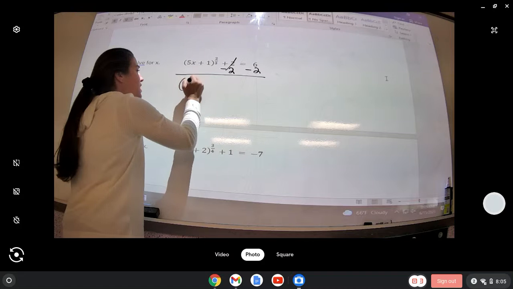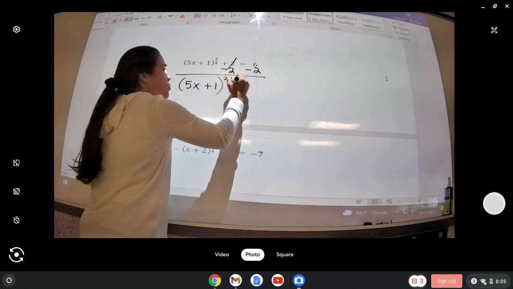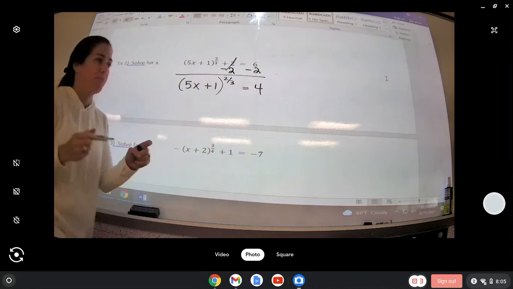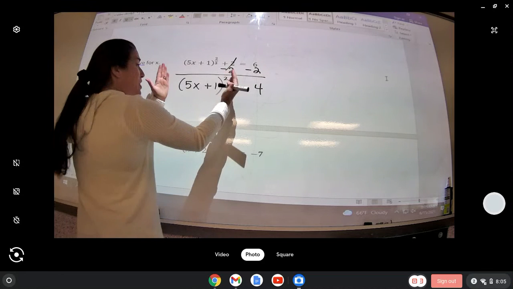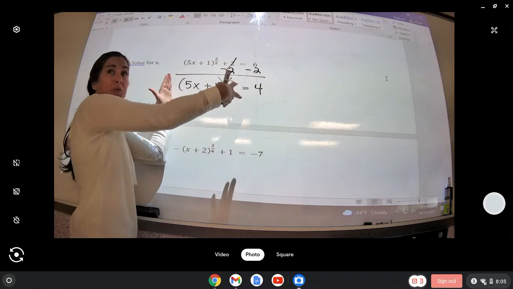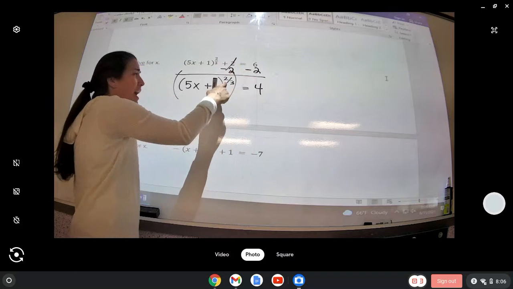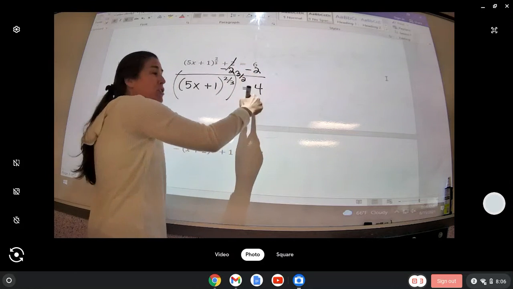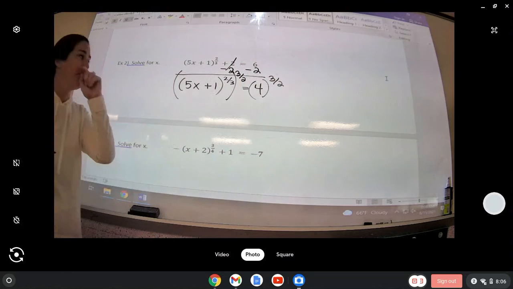Now you get the quantity, 5x plus 1, all of it is being raised to the 2/3 power. And now it equals 4. Okay, so now that you have what this rational exponent is on alone, now we can raise it to that reciprocal power to make it go away. So we're going to raise this whole side to the reciprocal power, which is 3/2. But that means you have to raise this side to the power of 3/2.